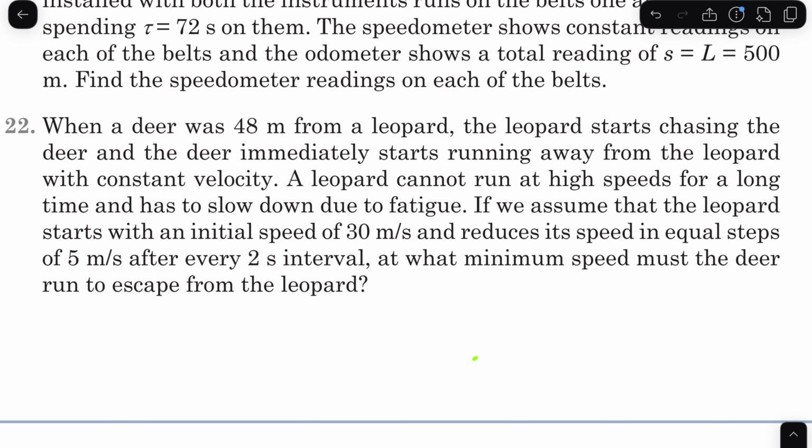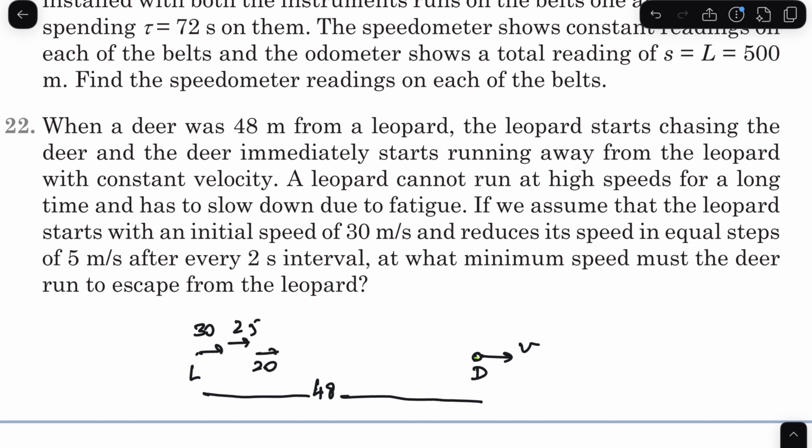So the question is this: there is a deer, there is a leopard. The deer is 48 meters ahead of the leopard. The deer is going with some constant velocity, suppose it's v. The leopard starts with 30. After 2 seconds, its velocity becomes 25. Then after 2 seconds, its velocity becomes 20. So every 2 seconds, its velocity is decreasing by 5. And we have to find the minimum v so that the deer escapes from the leopard.